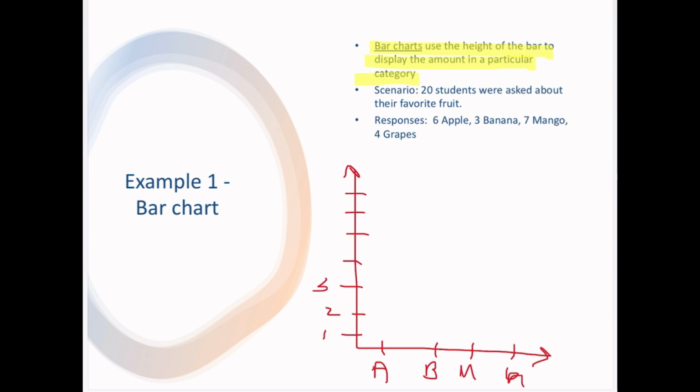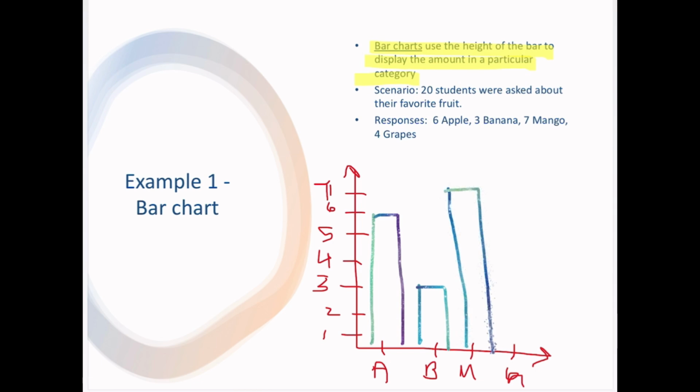Each category gets a bar. So our first category is apple, and there were 6 responses for that one. So we put a bar up to 6. And for bar charts, they do not touch. So then 3 for banana, 7 for mango, and 4 for grapes.